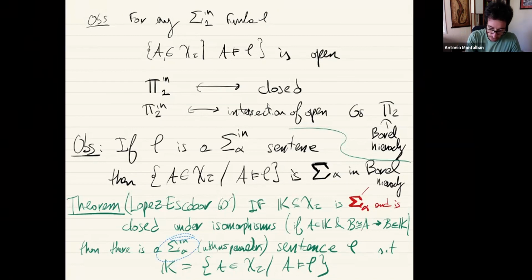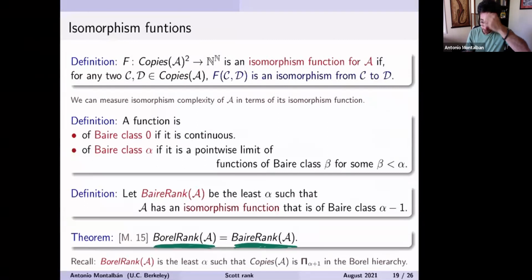Okay, so let's now look at this other thing we were talking about. There was another way of defining the Baire rank, which I mentioned in the case alpha equals 1 and maybe alpha equals 2, which was that the Baire rank was the least alpha such that A has an isomorphism function of Baire rank alpha minus 1.